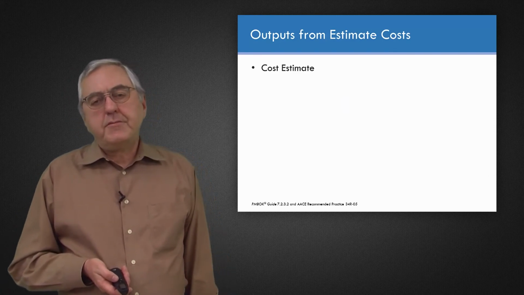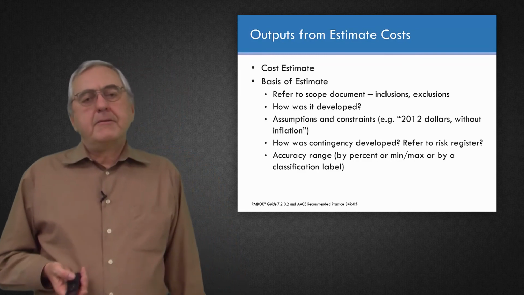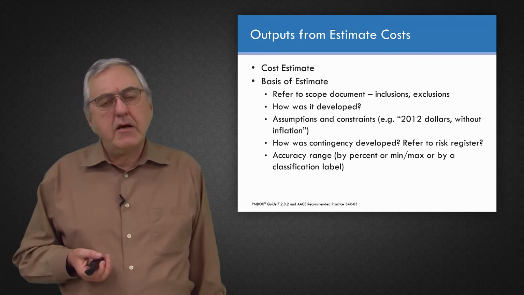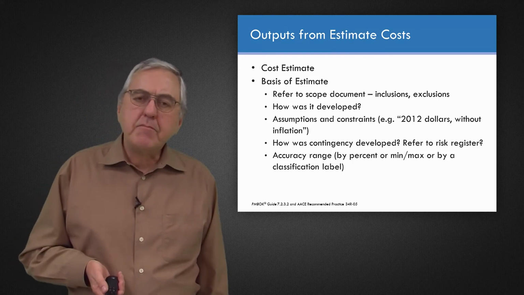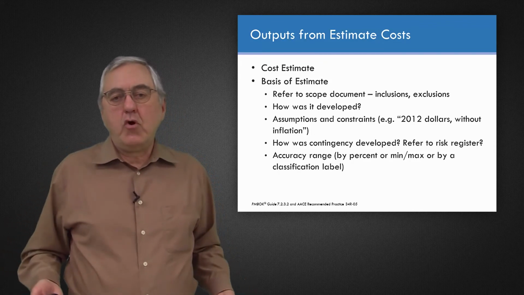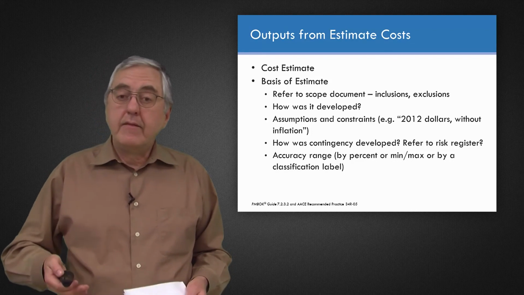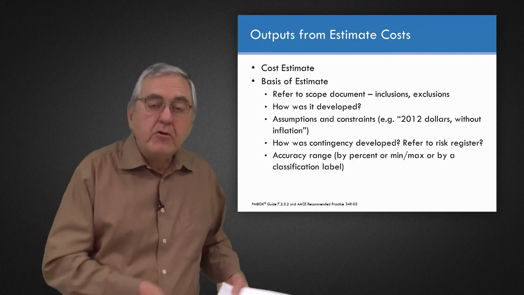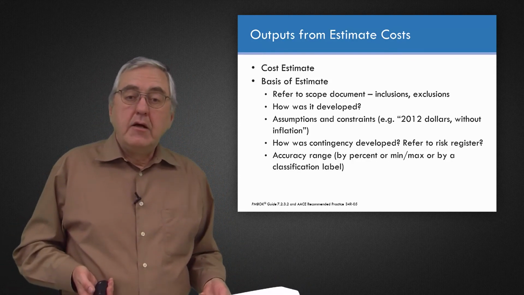The output from estimate cost, not surprisingly, is the cost estimate. And we should really always accompany a cost estimate with the basis of estimate. What was this estimate based on? Either write out what the scope is, inclusions or exclusions, although more likely that is in your separate scope statement document. So refer to that scope document. What is included in the estimate and excluded from the estimate?